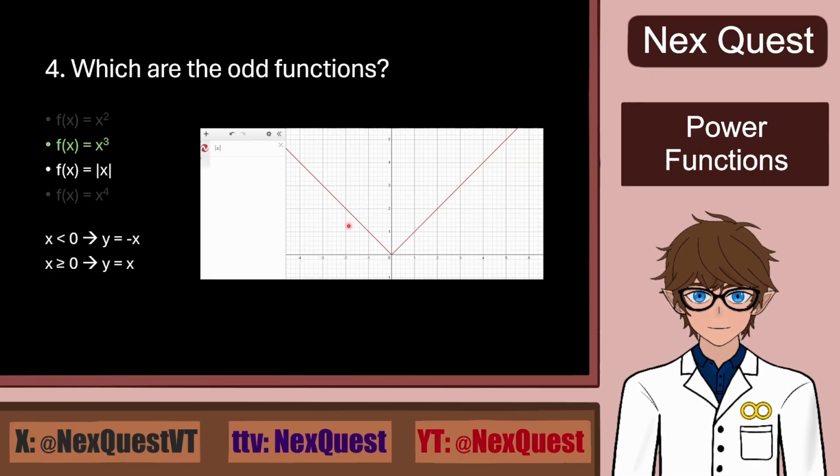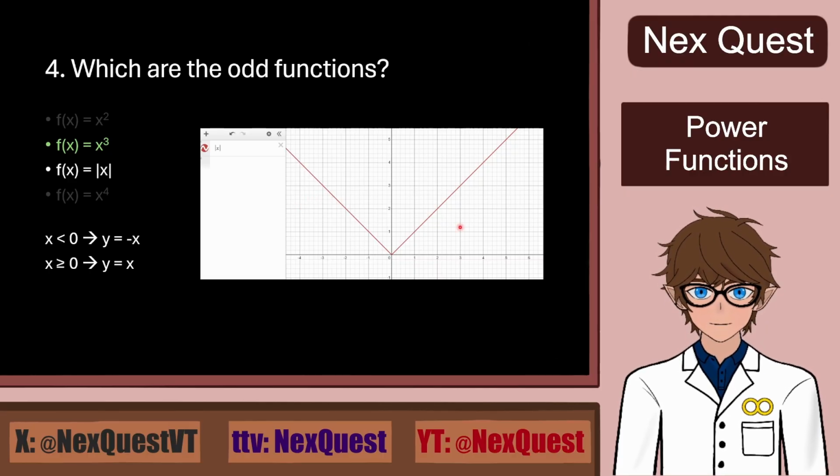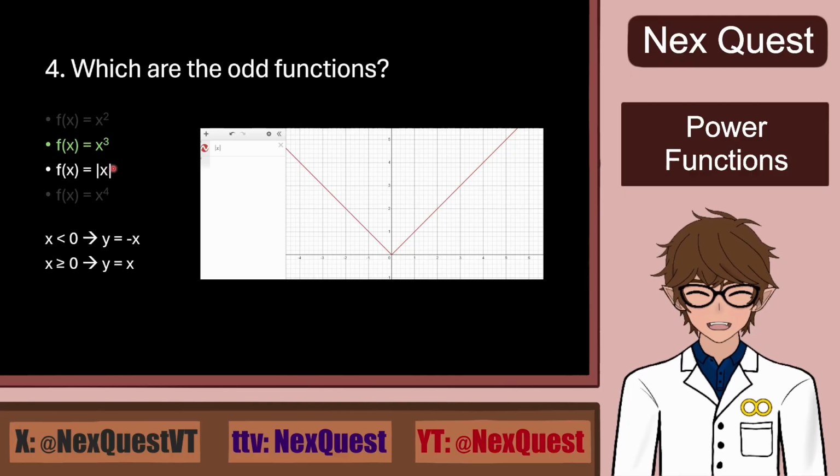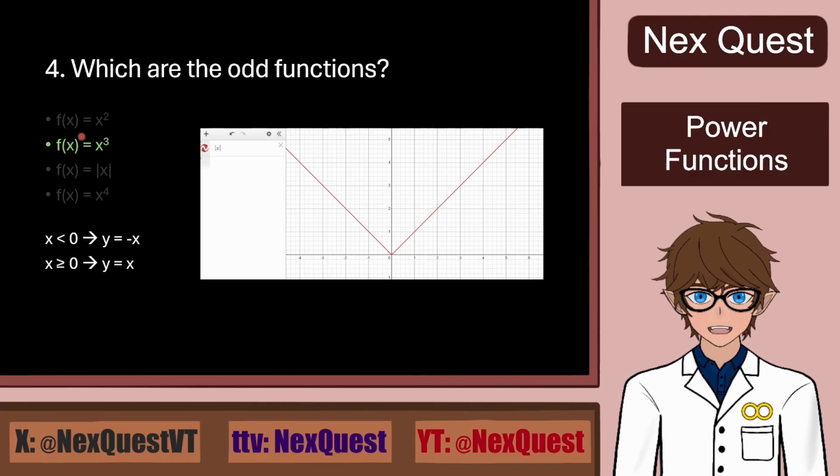Now to see if it's odd or even, let's put in -2 and +2, which, following the formula for even functions, gives us 2 and 2. So it is an even function despite having an odd exponent, which leaves us with f of x is x to the power of 3 as the only odd function.